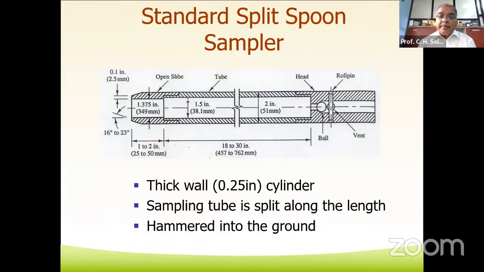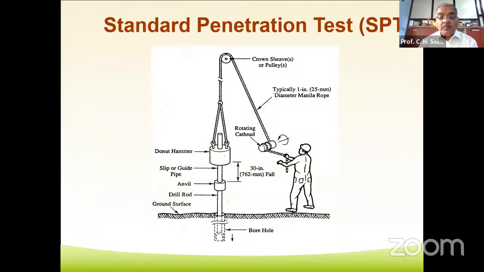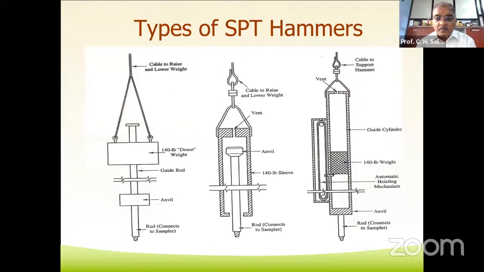This is the split cone sampler which has to be penetrated into the soil in the test bores while conducting the SPT test. This is the manual arrangement for conducting the SPT test. You might have seen it in the textbook or while studying this. These are the different hammers that may be used for driving the sampler into the soil.